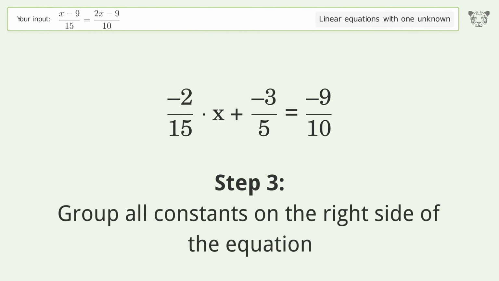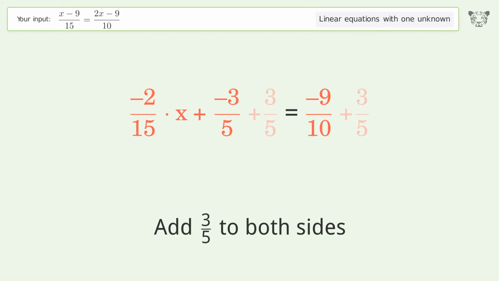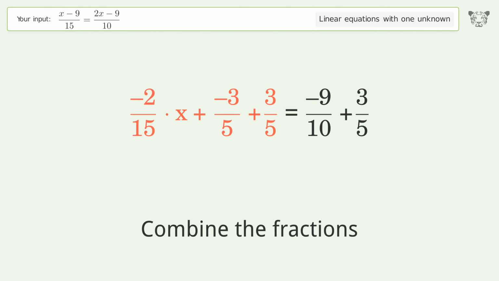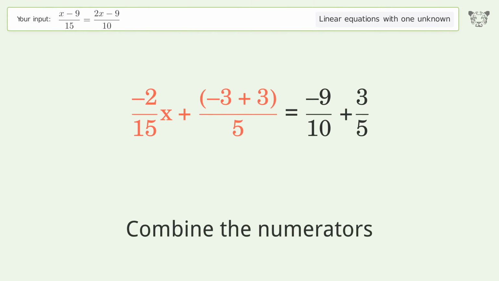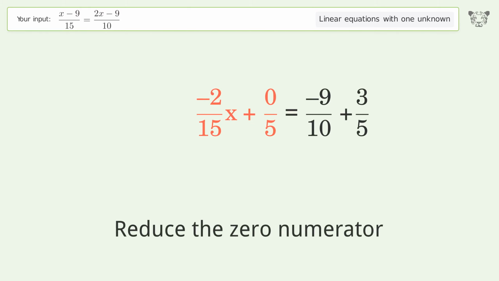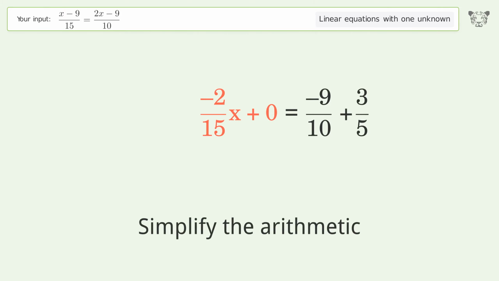Group all constants on the right side of the equation. Add 3/5 to both sides. Combine the fractions. Combine the numerators. Reduce the zero numerator. Simplify the arithmetic.